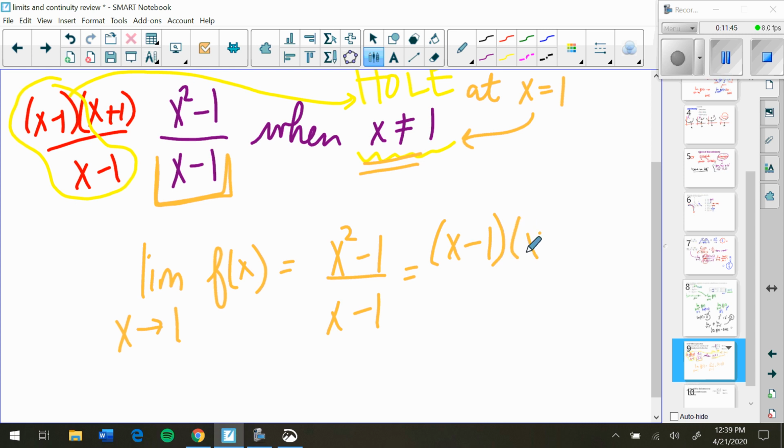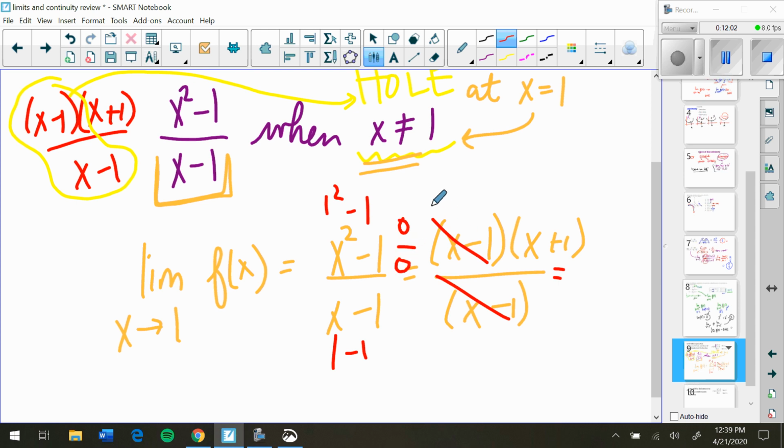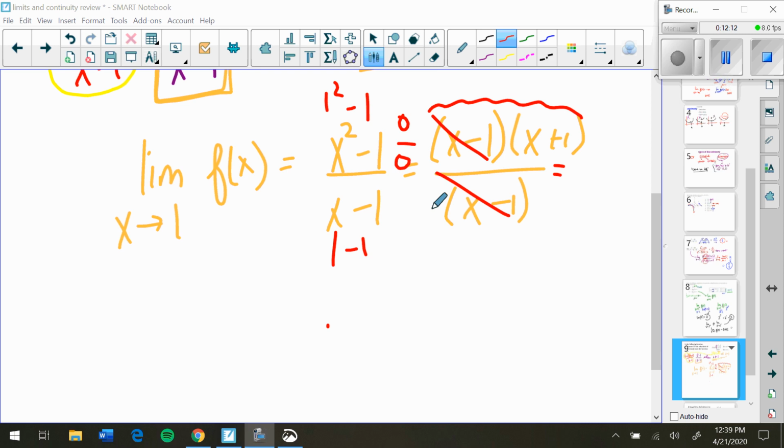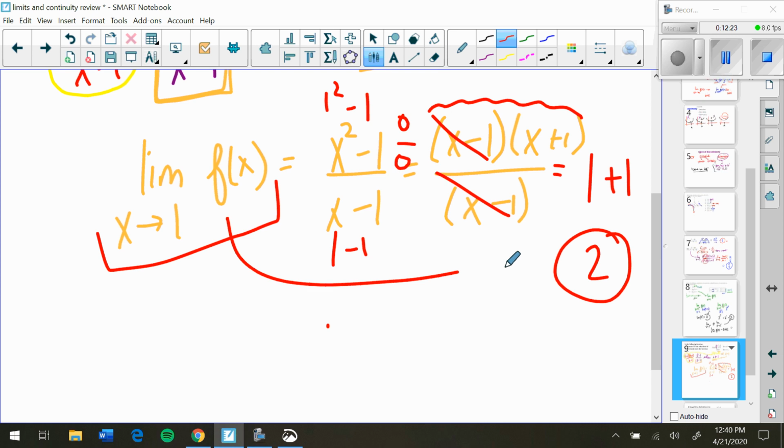We have already done a lot of the heavy lifting here by factoring the numerator and the denominator. So we can simplify, because if we plugged in 1 here, we'd get 1 squared minus 1 over 1 minus 1. We would get 0 over 0, which means we have to do more work. We factor the numerator, cancel out the common factor, and we get 1 plus 1. We get that the limit is 2.